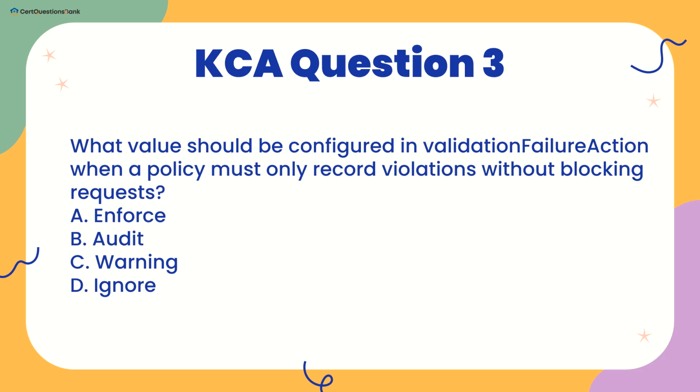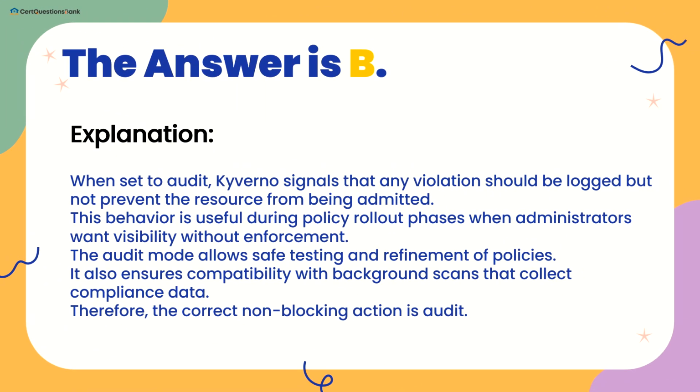What value should be configured in validation failure action when a policy must only record violations without blocking requests? A. Enforce. B. Audit. C. Warning. D. Ignore. The answer is B.